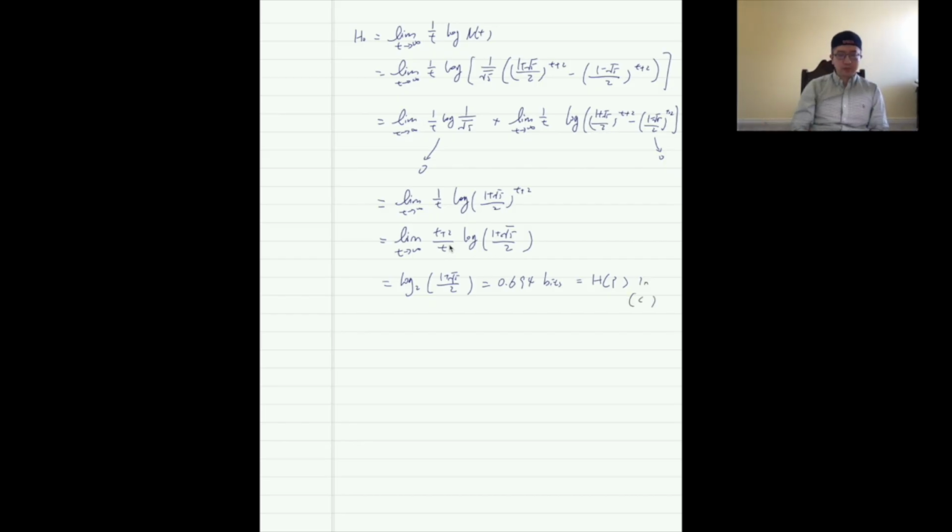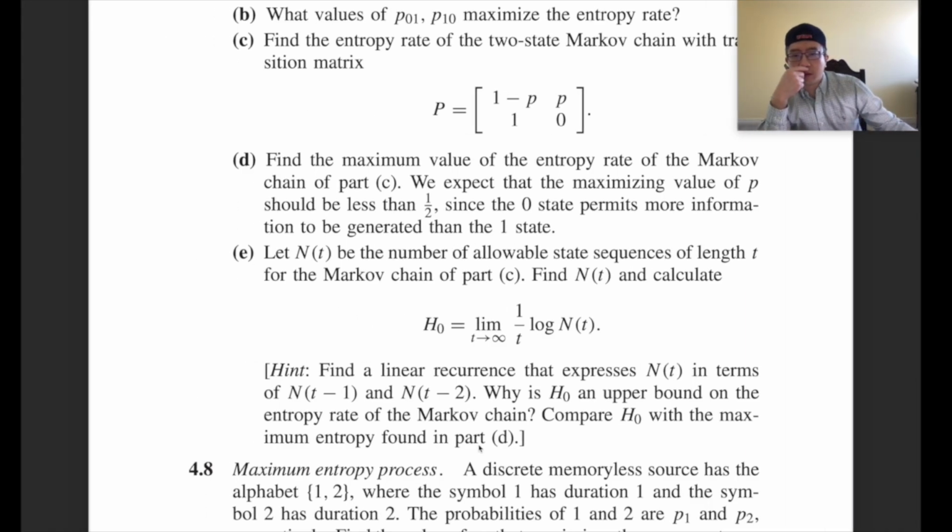Okay. And here in the hint, they also have a question: why is H0 an upper bound on the entropy rate of the Markov chain? Compare H0 with the maximum entropy found in part D. Now you can see that the maximum entropy found in part D is the same as H0, right? But now the question is why H0 is an upper bound.